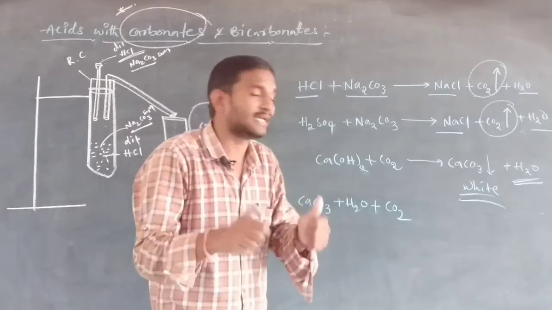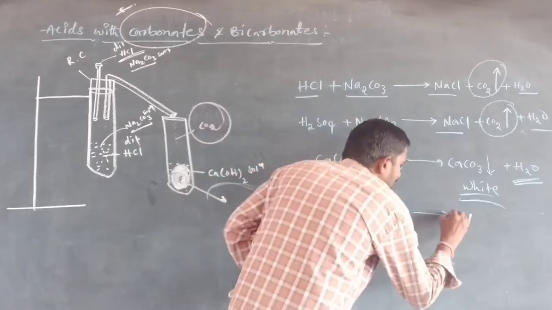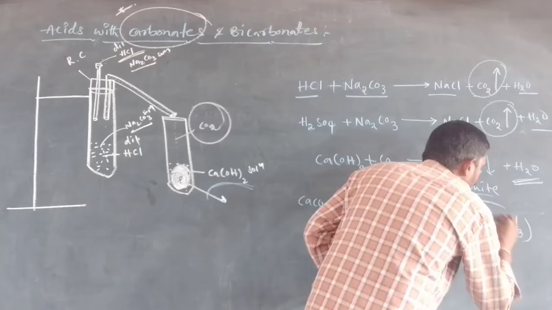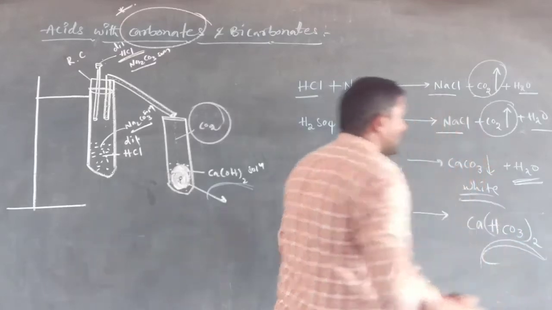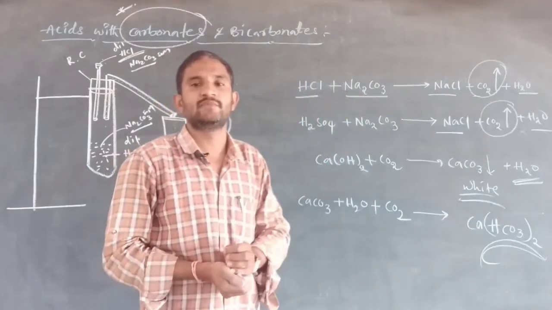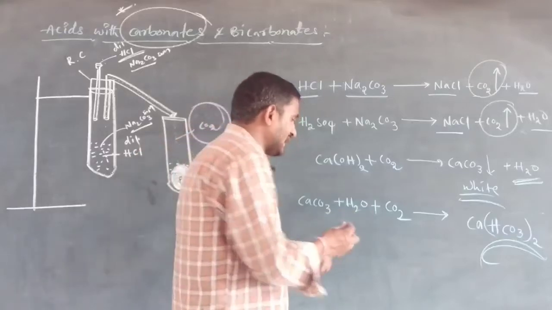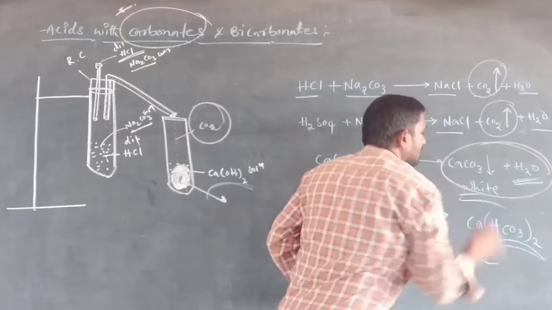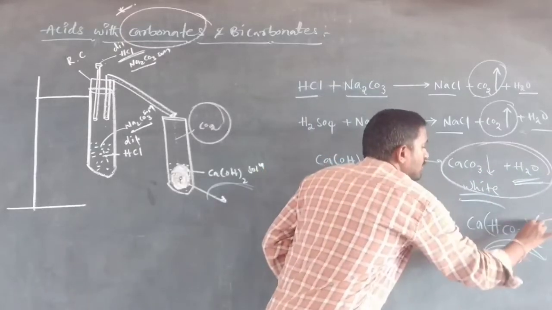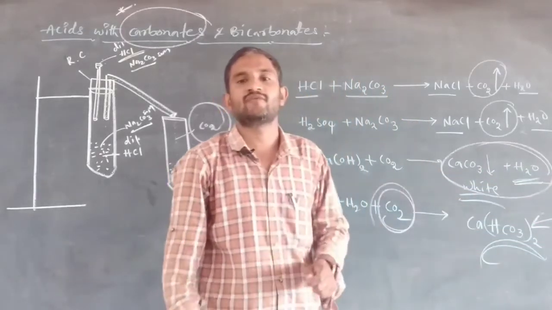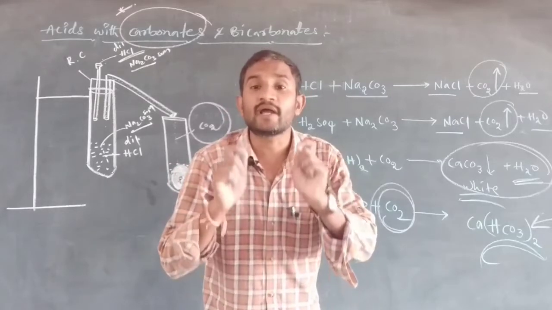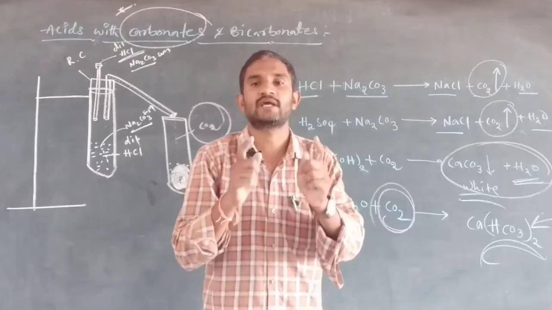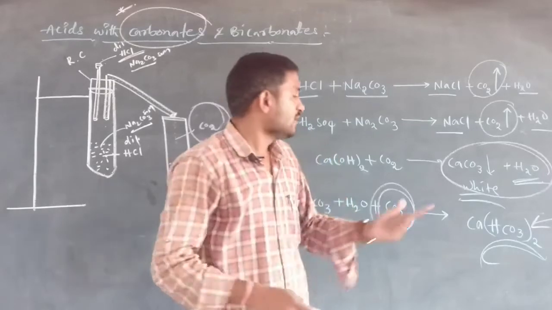what will form? It undergoes a chemical reaction and forms calcium bicarbonate. When we add excess carbon dioxide to this white precipitate, calcium bicarbonate will be forming. Everyone should remember the formulas.